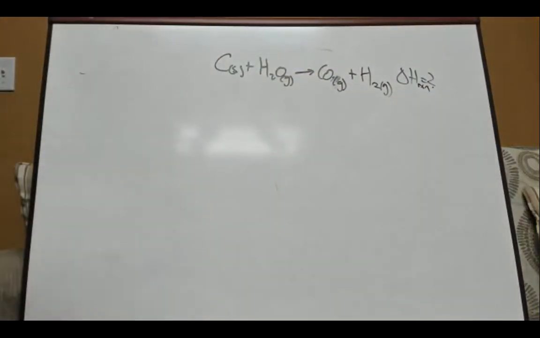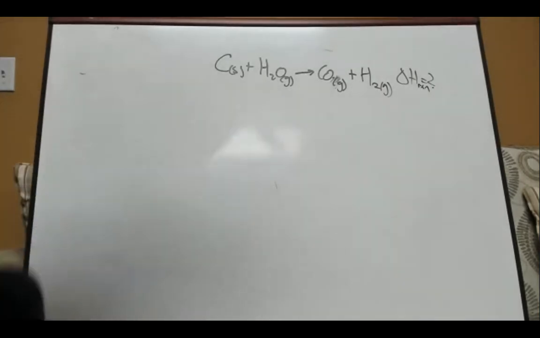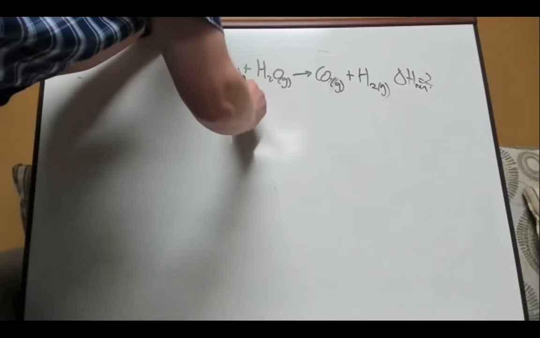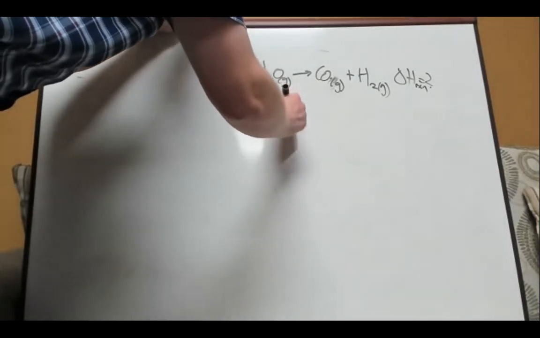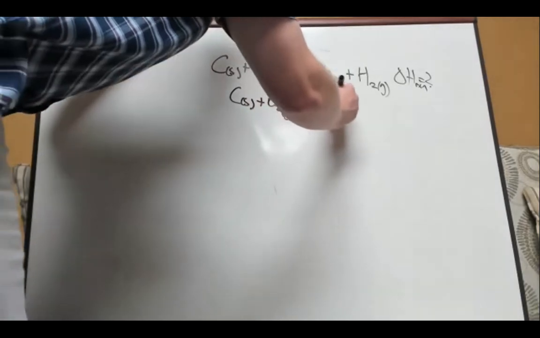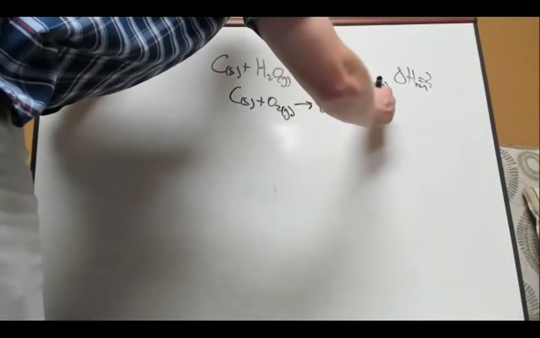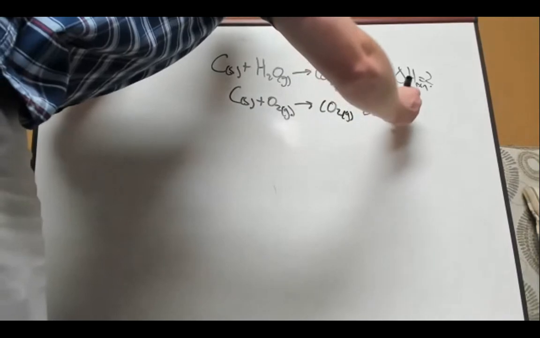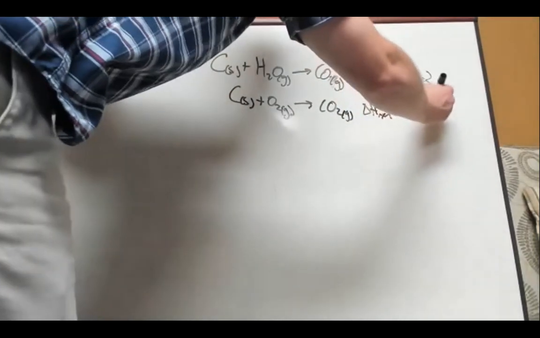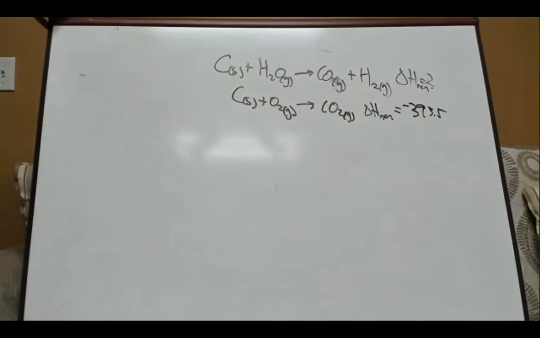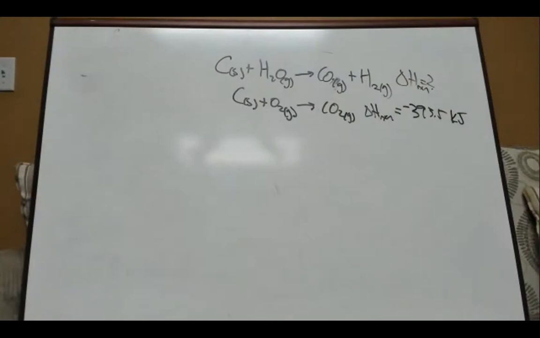And I want to know what the delta H of the reaction is of this. Well, we don't know exactly. We can't measure it. It's really hard to measure. And so let's go ahead, and I'm going to tell you that we know this equation gives us a delta H of negative 393.5 kilojoules. And so what I'm going to do is I'm just going to go ahead and pause the recording.